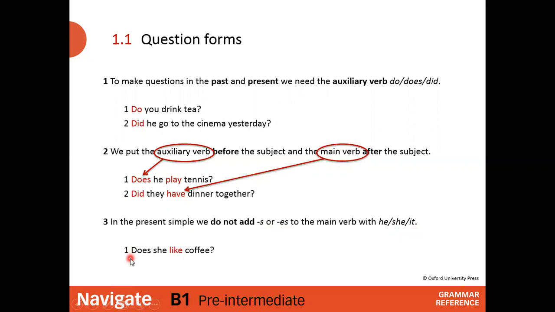For example, does she like coffee? Not does she likes coffee. S is omitted here. Does the printer work? Not works. Here you can see printer. The printer is like it, and there is work, no s. Or here you can see she and work, so no s. Okay, I hope this page is understandable.